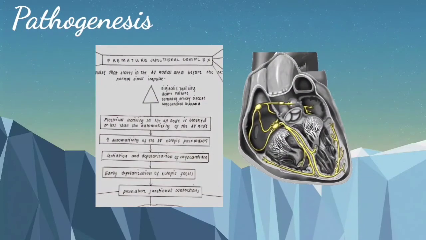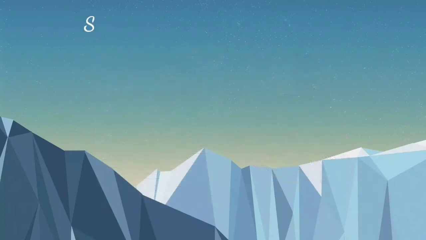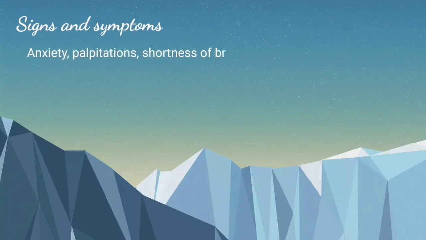Premature junctional complex occurs when electrical activity in the SA node is blocked or less than the automaticity of the AV node. When this happens, there is an increased automaticity of the AV ectopic pacemakers, which initiate and depolarize the myocardium. This causes early depolarization of the ectopic focus, and thus premature junctional contractions occur. PJCs are usually asymptomatic, however, anxiety, palpitations, and shortness of breath sometimes manifest.